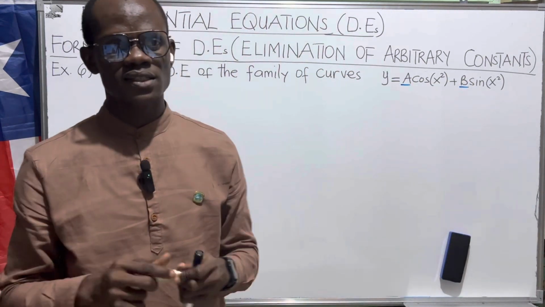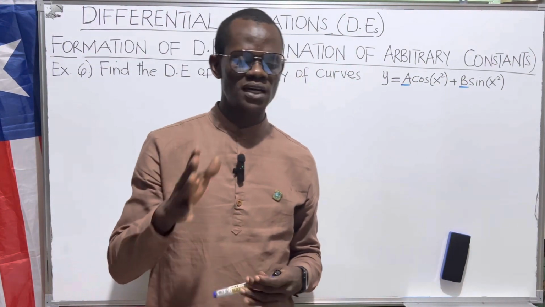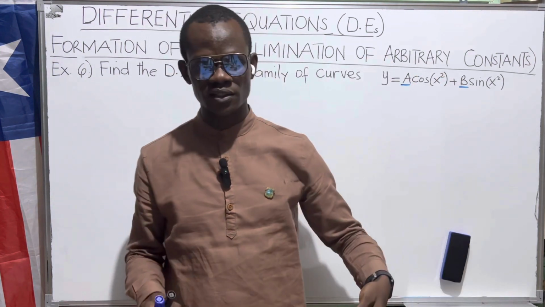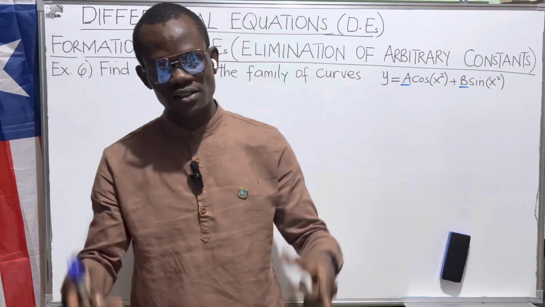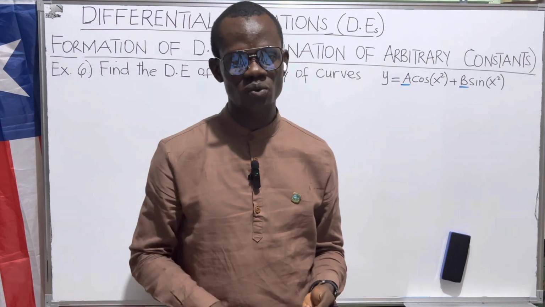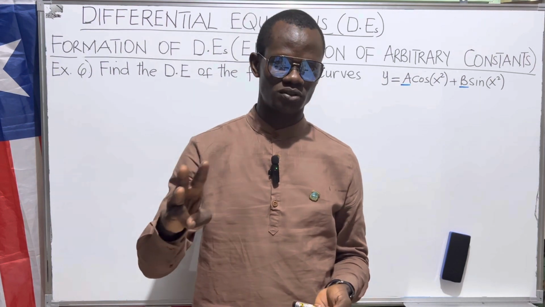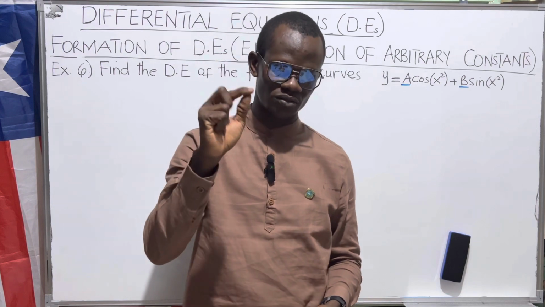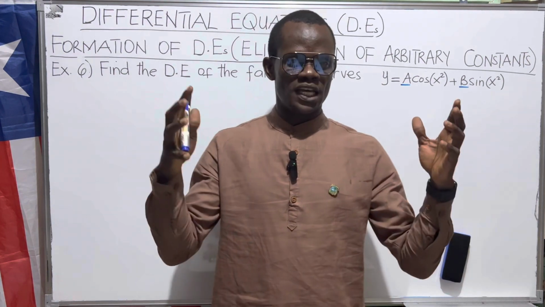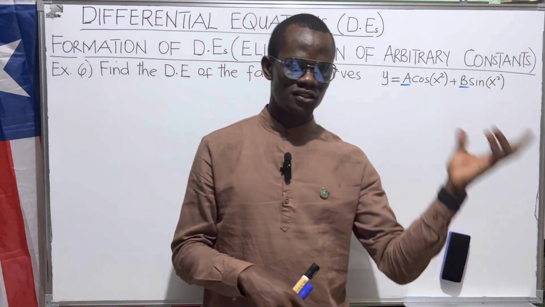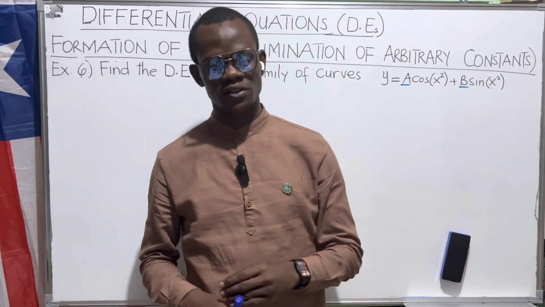The rule says the number of arbitrary constants determines the number of times you are to differentiate. Since we have 2 arbitrary constants, we must differentiate twice. If we had 3 arbitrary constants, we would differentiate 3 times. If we have 1 arbitrary constant, we just differentiate once.